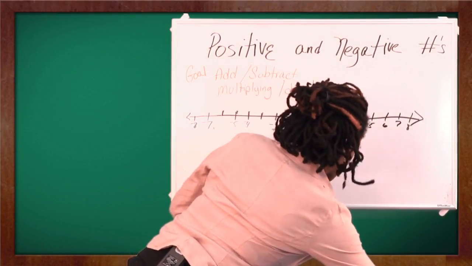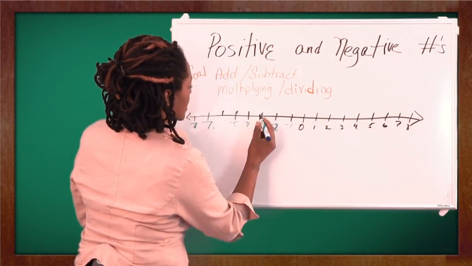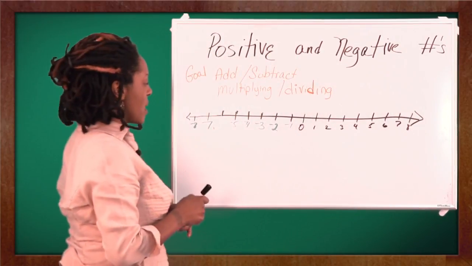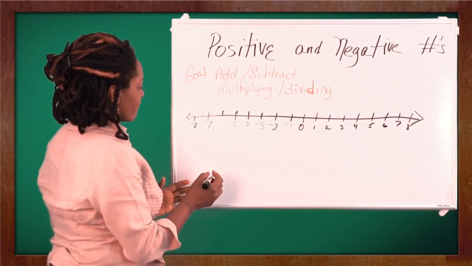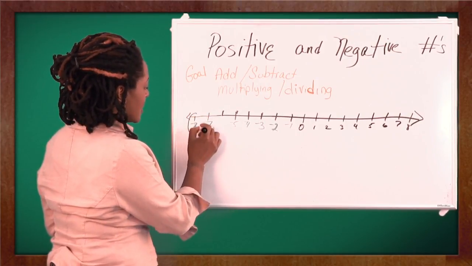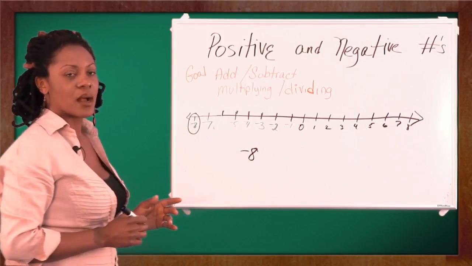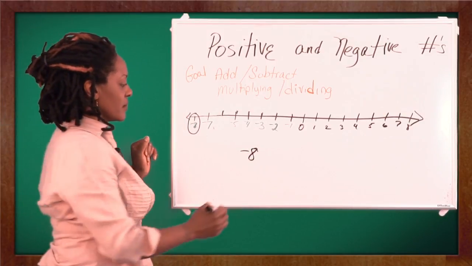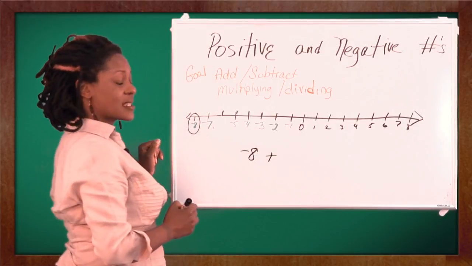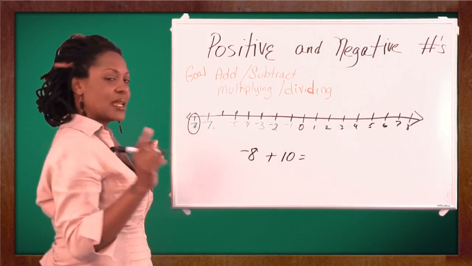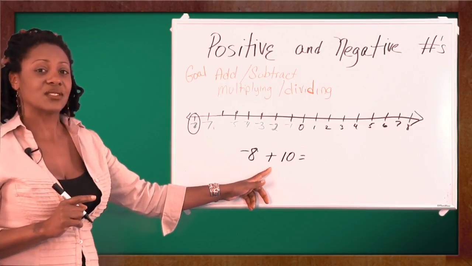And that was -3. All right, so let's go for one more problem. Let's say we were at -8. So there's the first portion of our math problem. -8 plus 10. Now again, we're still using the addition function.